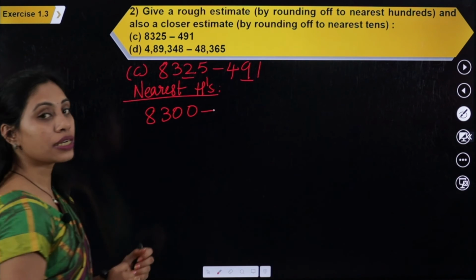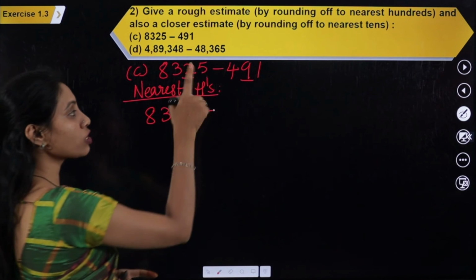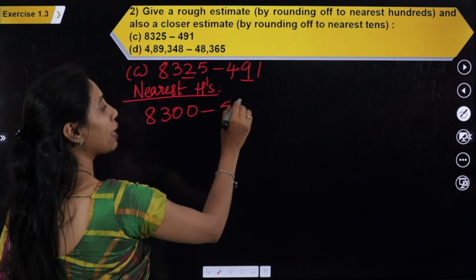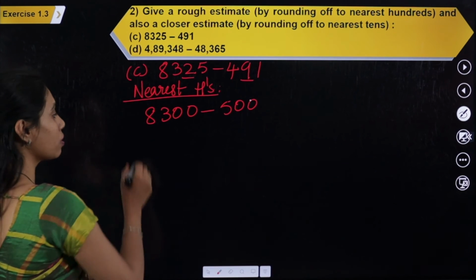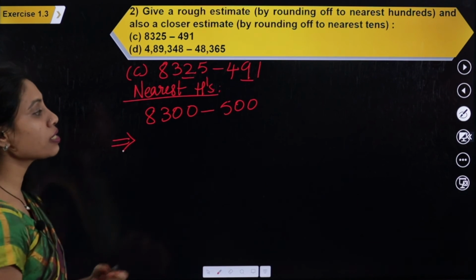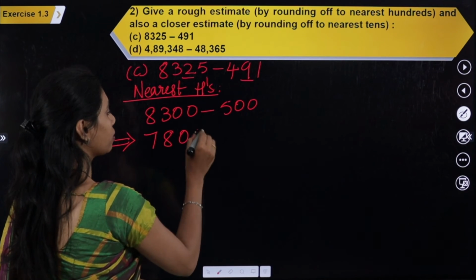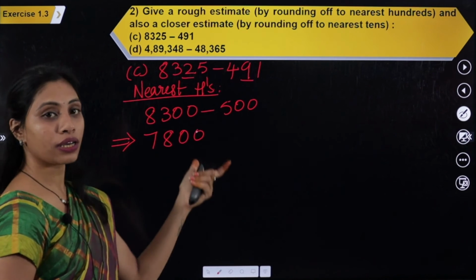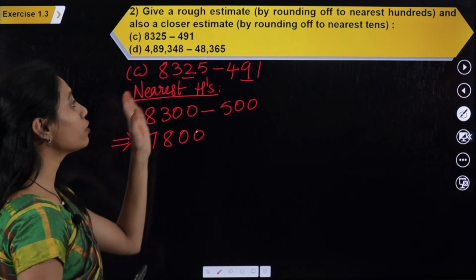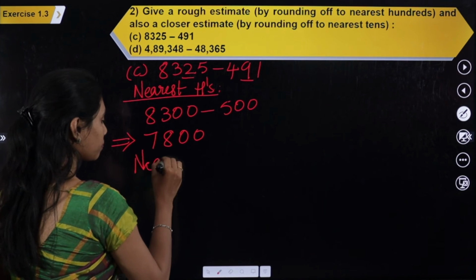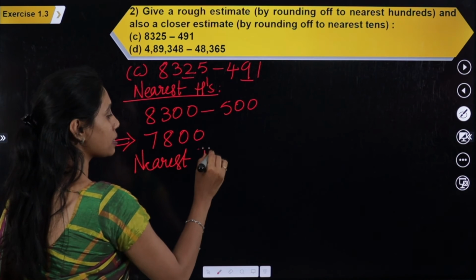Next, 9 is greater than 5. So, we will be adding 1 to the before digit, that is the left side of the underlined digit. 4 plus 1 is 5 and the rest all will become 0. So, 8300 minus 500 gives us 7800. So, this is the value of the estimated difference of the given numbers to its nearest hundreds. Now, to nearest tens.